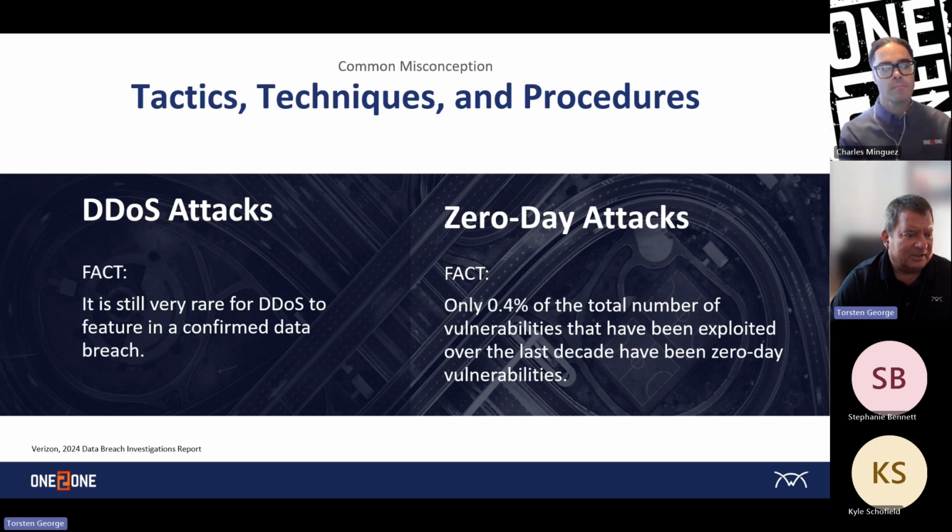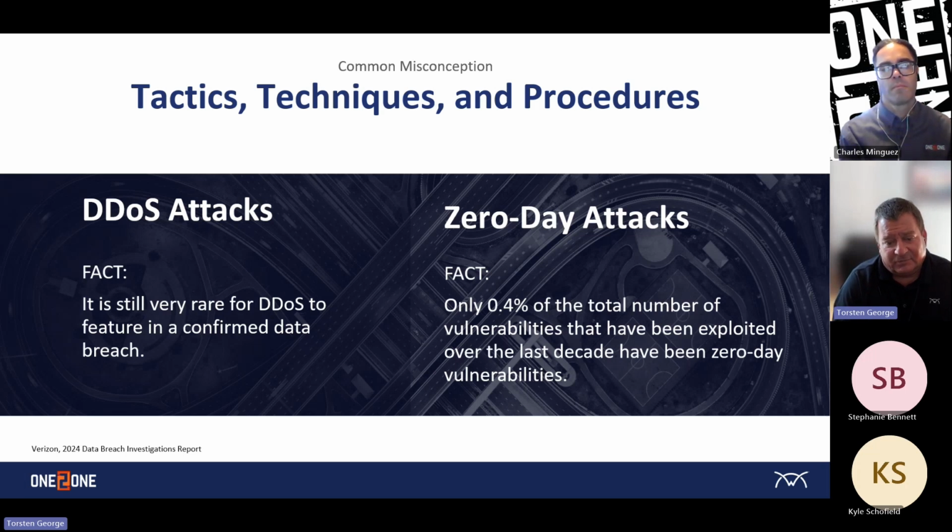But the reality is, and here again, the nomenclature comes into play, it's very rare for DDoS to feature in a confirmed data breach. It's an incident. It's not a data breach. There's no exfiltration of data associated with it.